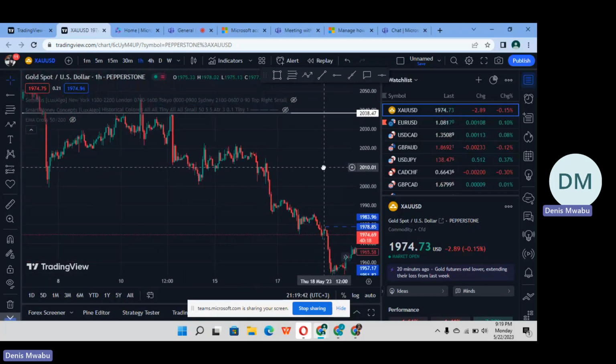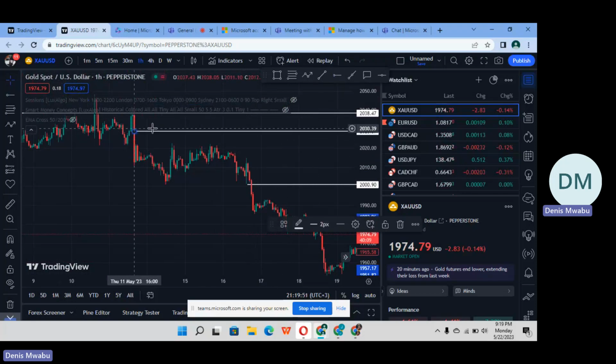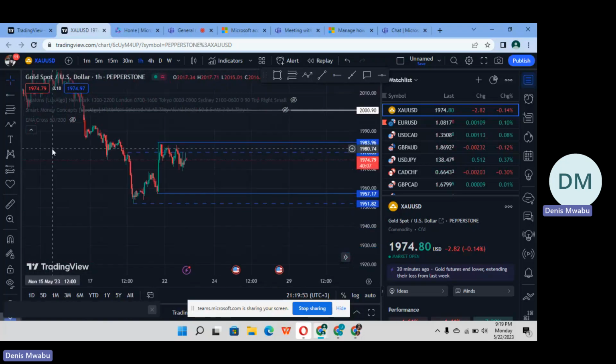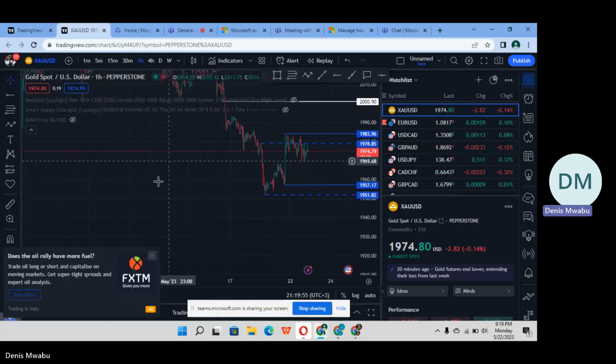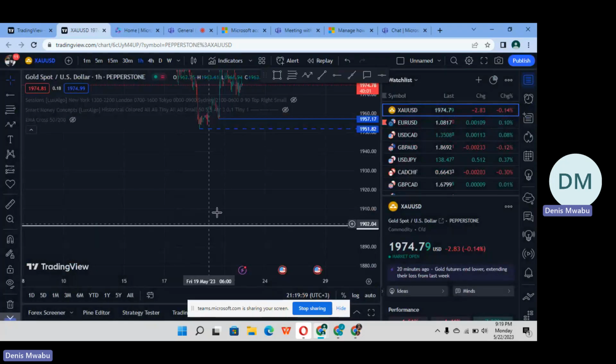Also, you can see that I like just drawing all the supply. This one is a supply zone that has not been used. This one also is a supply zone that has not been used. And for price, we have been able to identify that our target will be this level here.